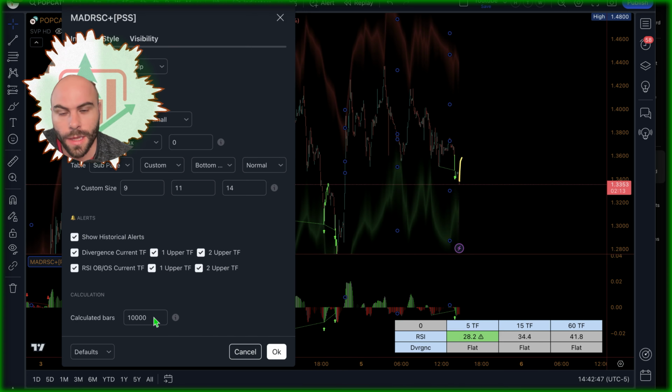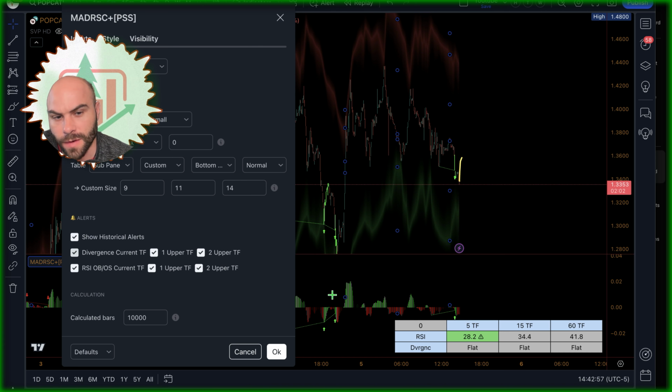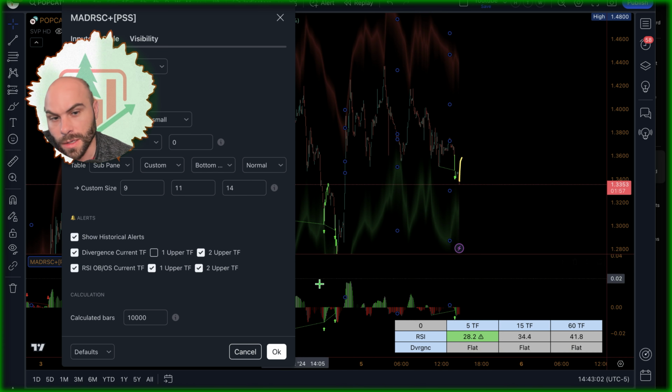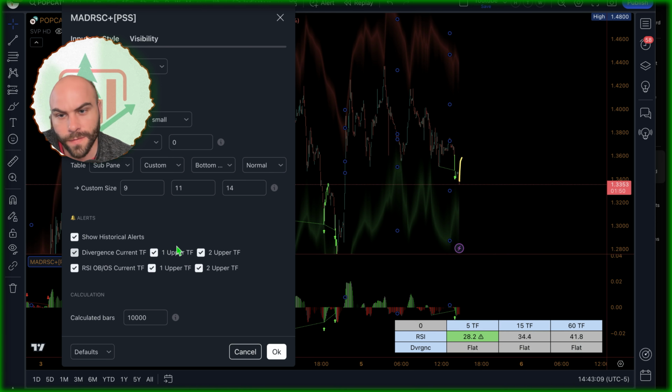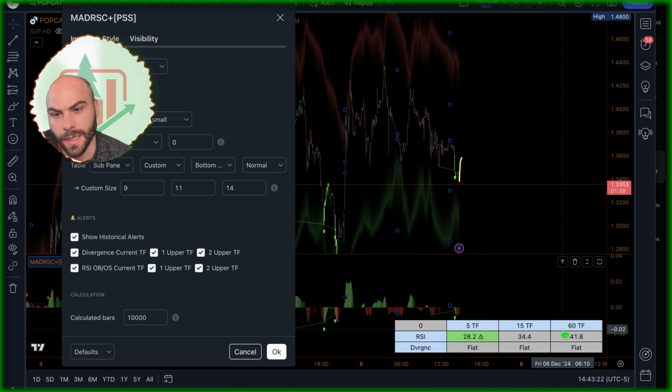But then there's alerts here, and basically you can select from getting an alert for all of these things, where, on the current time frame, if divergence occurs, say in the 5 minute time frame, you'll get an alert. Also on the 15 minute and the 60 minute. So if I set the alert on this indicator right now, I would get an alert if any of those happened. And same thing with the RSI. If the 5 minute RSI was oversold or overbought, it's going to give me an alert. Same with the 15 minute and the 60 minute.